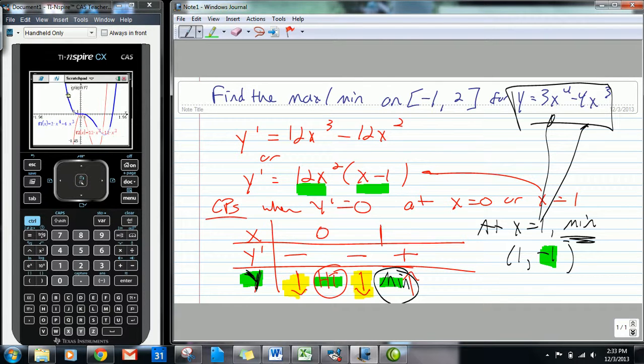So it's going to either happen at x equals -1, which is somewhere around here, or at x equals 2, which is somewhere around here. So how do I tell where it happens? I plug -1 and 2 into the function.